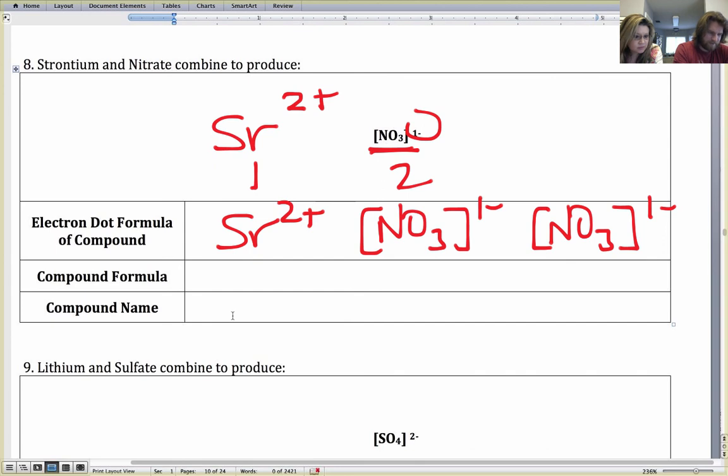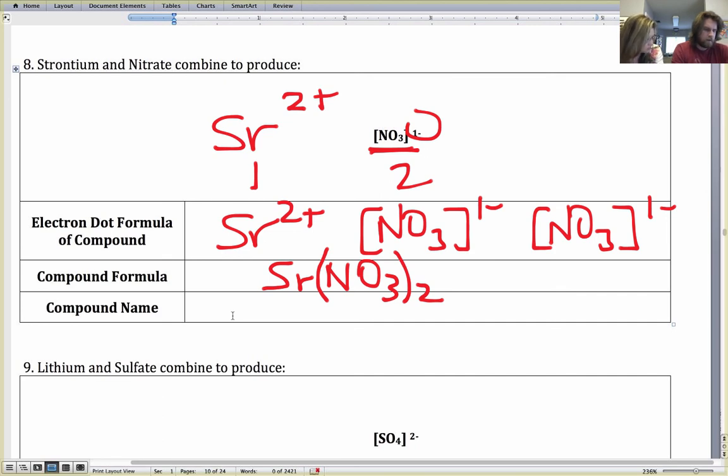Okay. But here's where I get confused. So I write SrNO3. But you have 2. So put 2 on the whole nitrate? Well, you don't have 32 of them, right? Right now you're saying you have 32 oxygens. Oh, okay. So what do I do then? So you put the NO3 in parentheses. The whole thing? Yep, because you have 2 of the entire thing. So the 2 goes outside.